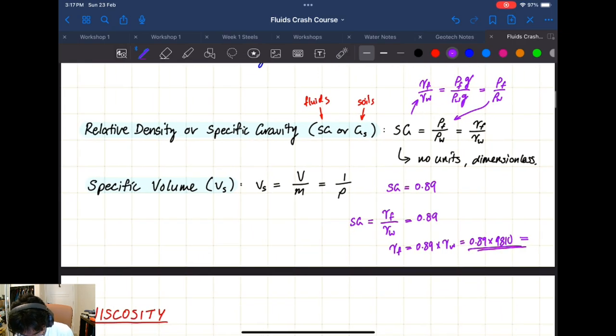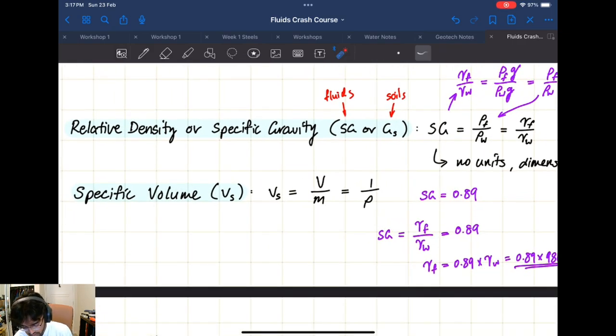Next, the specific volume. This is not too important. I haven't really seen any question ask about this, but it's pretty much just a reciprocal of your density. So specific volume, or Vs, is equal to volume over mass. The units are going to be reciprocated as well, so it's going to be meter cubed per kilogram. I don't think there's any use for this. It just exists, so I'm going to skip over it.